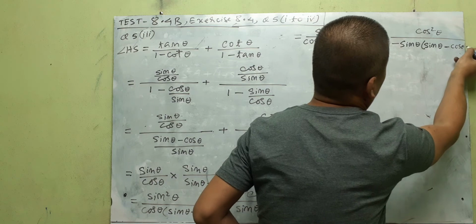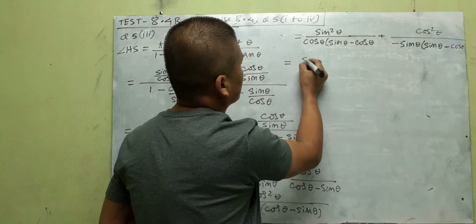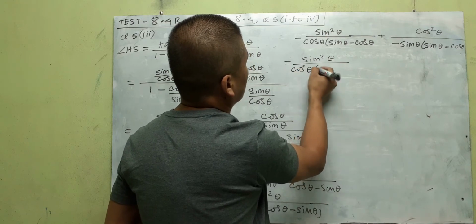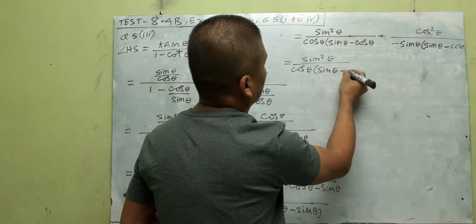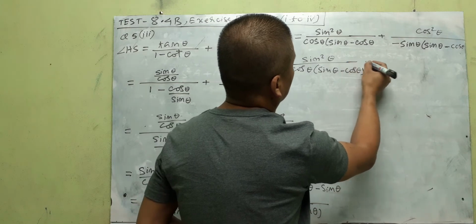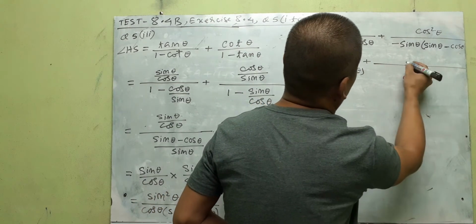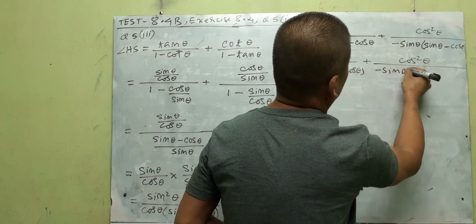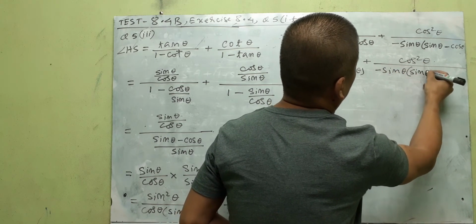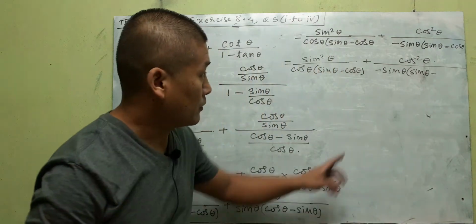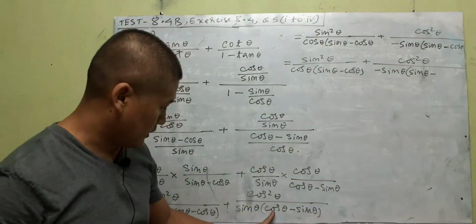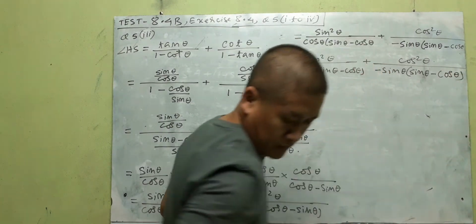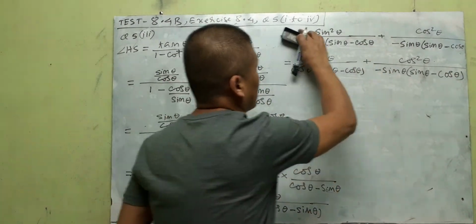So if you bring out the, let us write once more here, sine square theta by cos theta into sine theta minus cos theta, plus here cos square theta by minus sine theta we brought out into sine theta minus. So minus into minus is plus. This is this one. Cos theta is still the same thing. So we can just, okay, let me just remove this part.